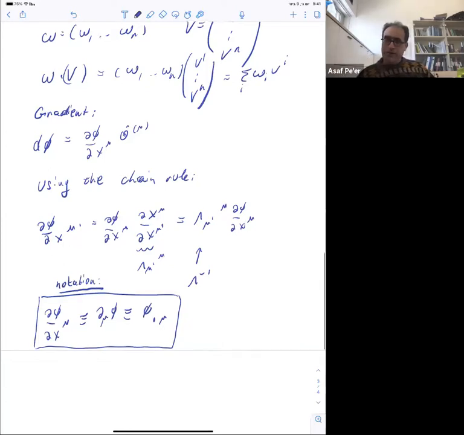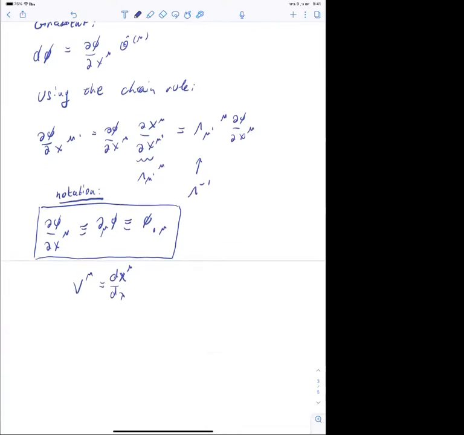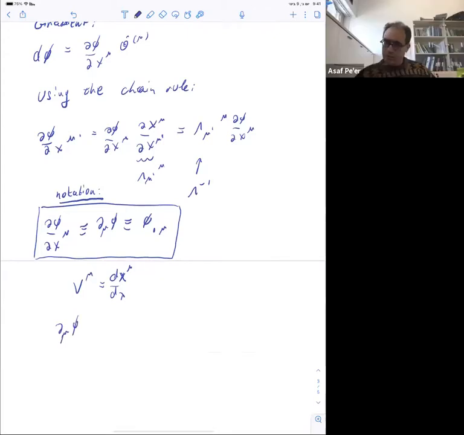Now, when a gradient operates on a vector, what do you get? If I have a vector V^μ, which is dx^μ/dλ, let's say, and I have a gradient, I just get a number: ∂_μ φ dx^μ/dλ. That's just dφ/dλ, by the chain rule. It's just an ordinary derivative of a function along the curve, and this is the vector along the curve.